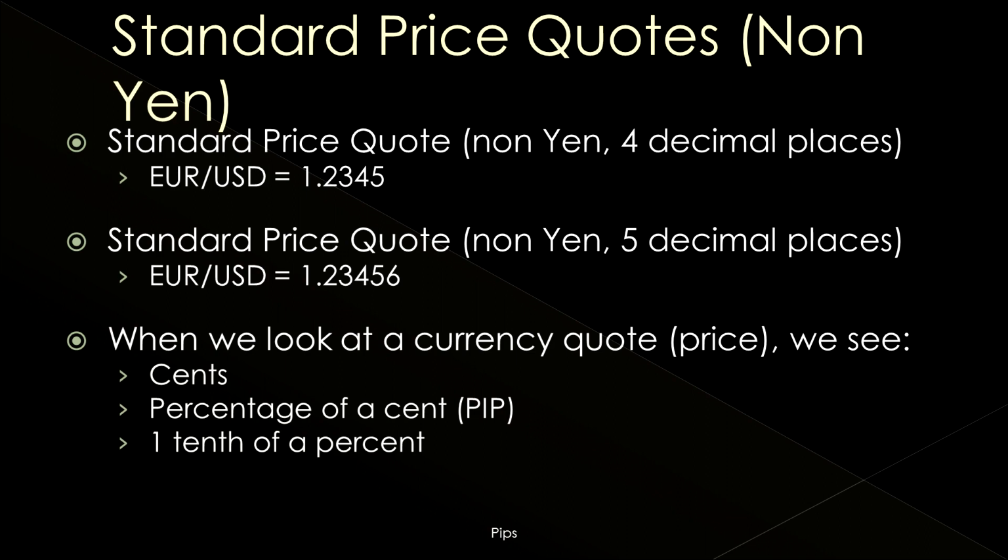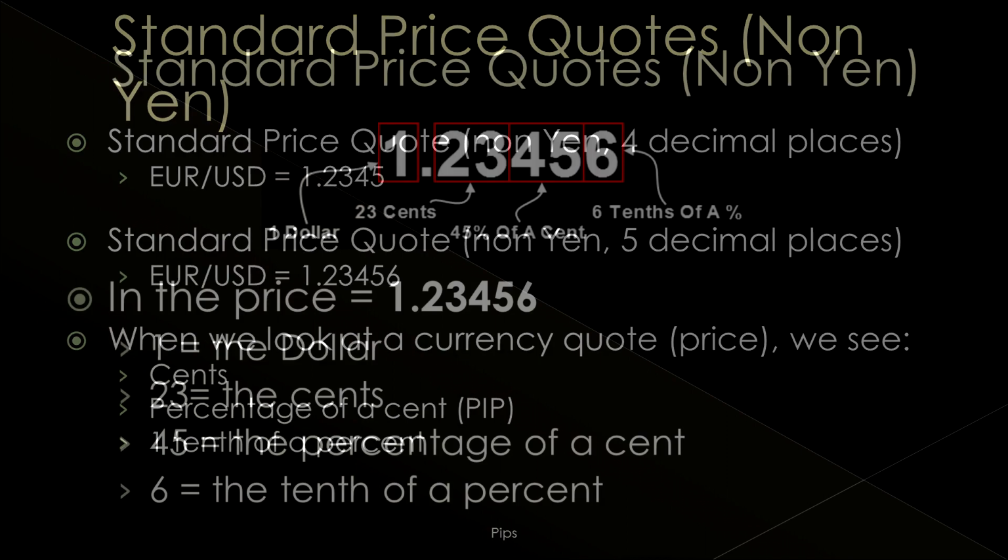So, for example, a standard price quote, a non-yen quote, would have 4 decimal places in some instances, depending on the broker. For example, the Euro USD could have a price quote of 1.2345. A standard price quote, non-yen, could have 5 decimal places for the same currency at a different broker, Euro USD 1.23456. And when we look at a currency quote or price, we can see cents, percentage of a cent, or a pip, and 0.1%. And I'm going to explain that in the next slide.